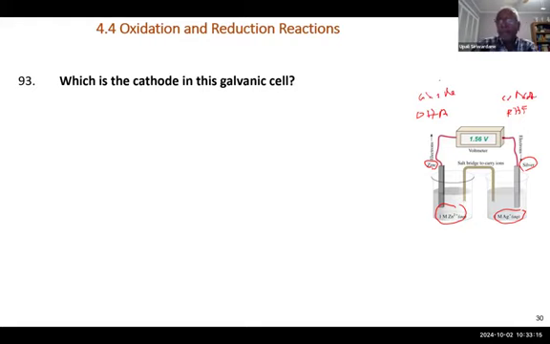Electrons flow from the negative end to the positive end, from anode to cathode. Now the current is opposite of electron flow. Current flows from cathode to anode. In a cell, electrons flow from anode to cathode.